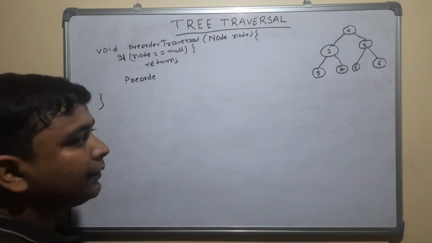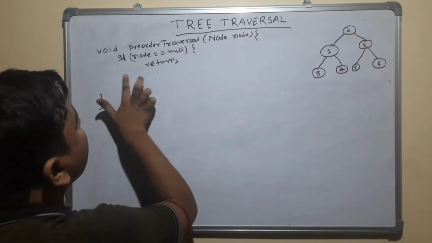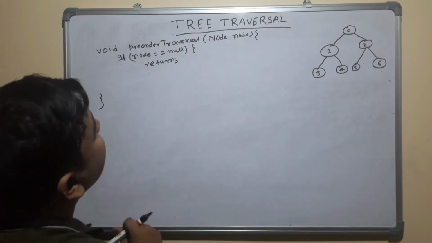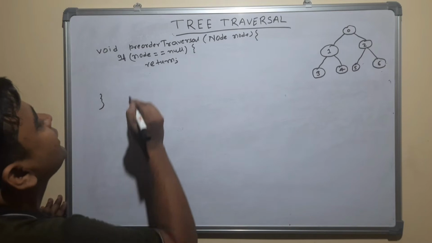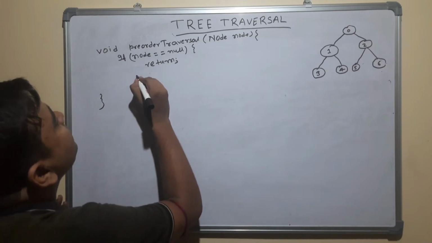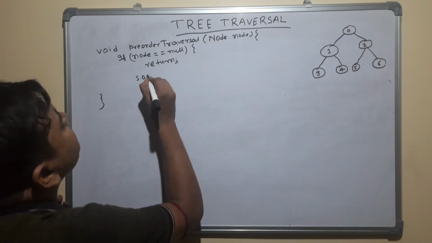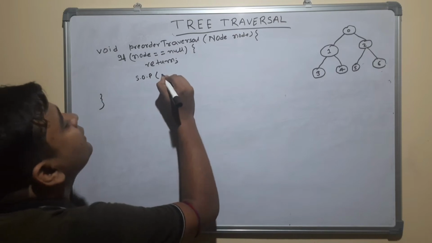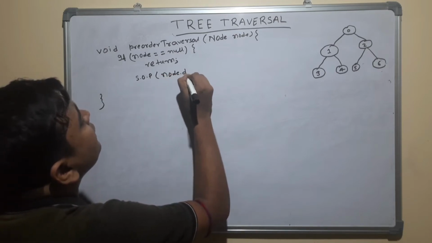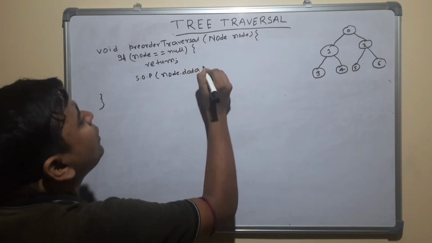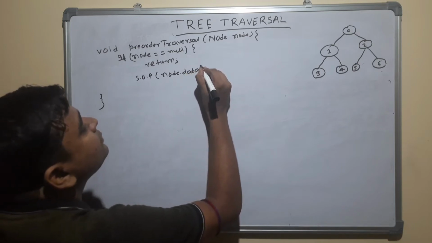In pre-order, what happens? In pre-order the root will be processed before the subtrees. SOP means System.out.println.